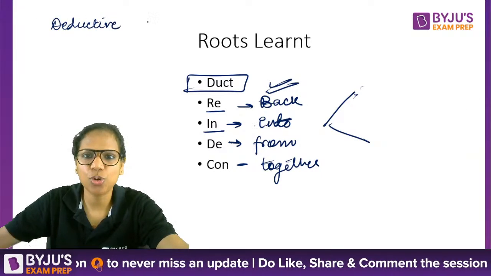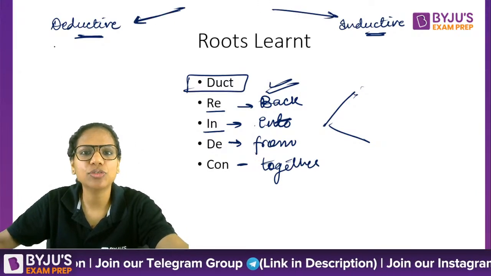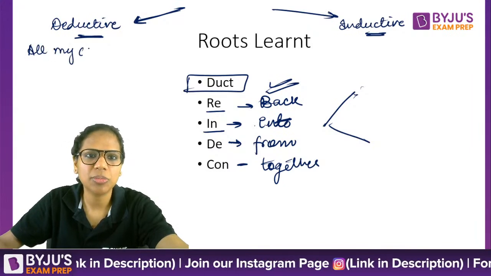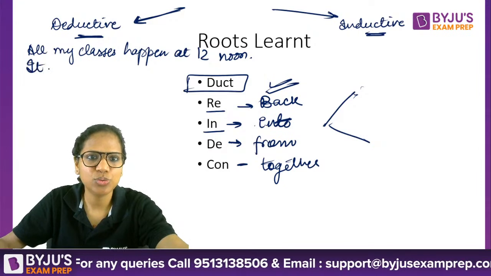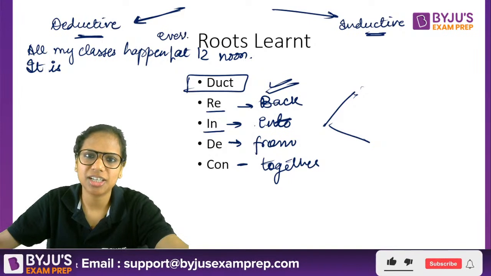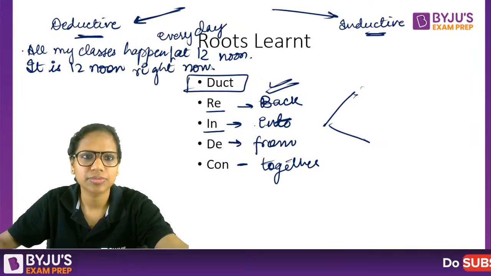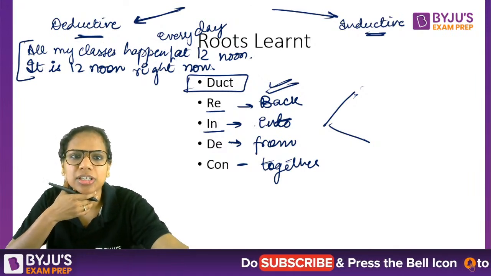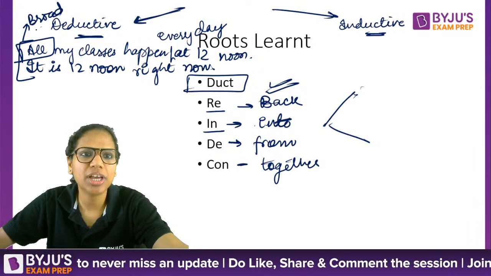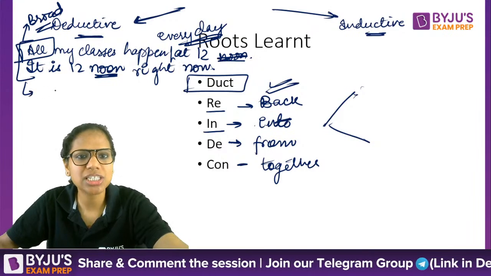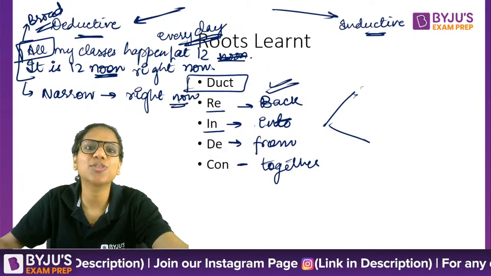Deductive, this is something that we cover in logic also. These are two types of logic, two types of arguing, two types of expressing your viewpoint. So if I say all my classes happen every day at 12 noon, and it is 12 noon right now, what can you conclude from these two? You can be absolutely sure that my class is going to happen right now. Because this is a broad thing: all of them happen every day at 12 noon and it is 12 noon right now, so today's class is going to happen. From something broad, you've concluded something about the current moment. This is deductive logic.